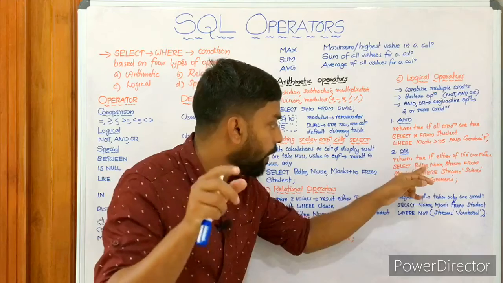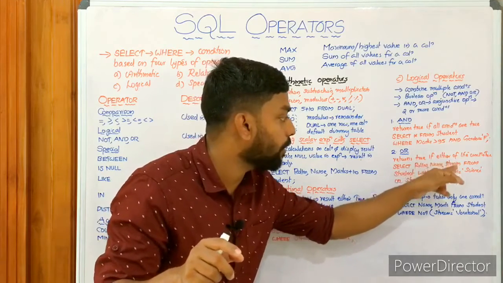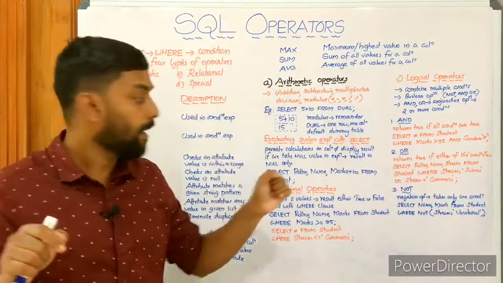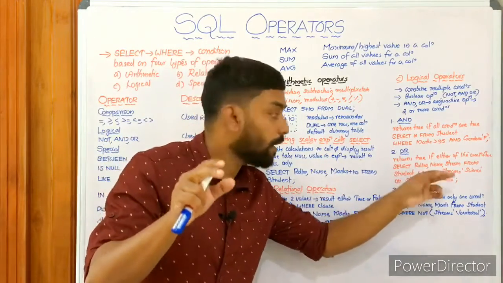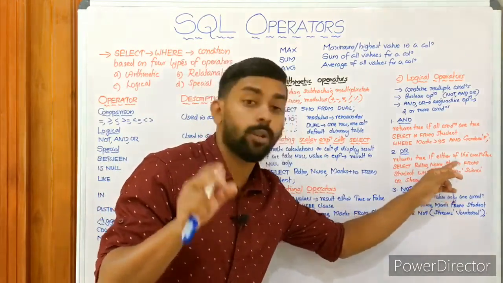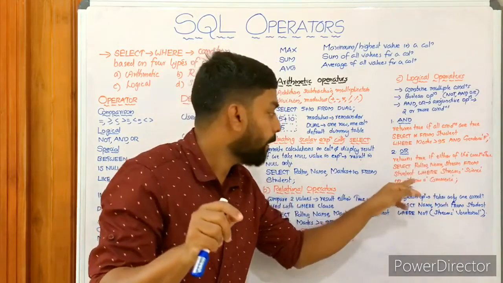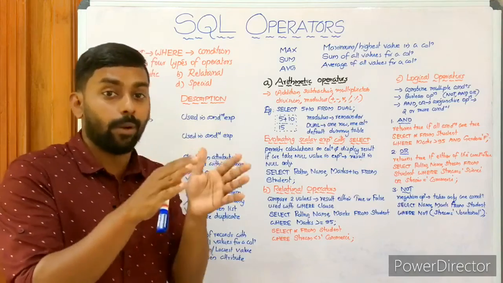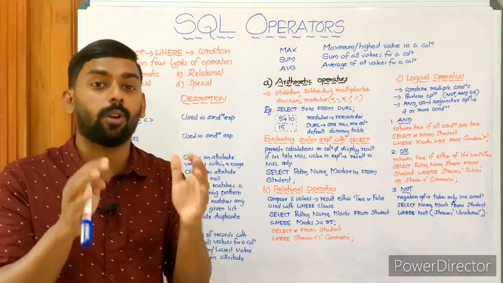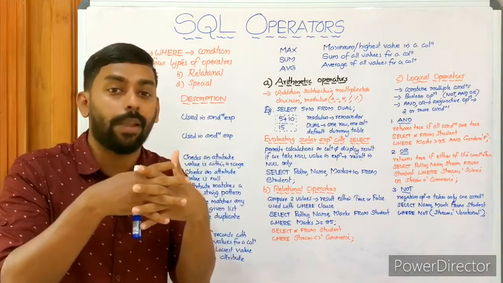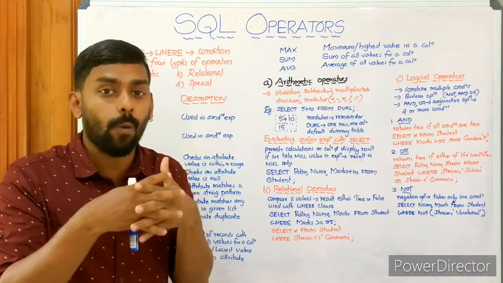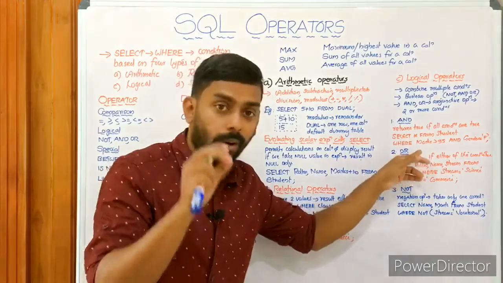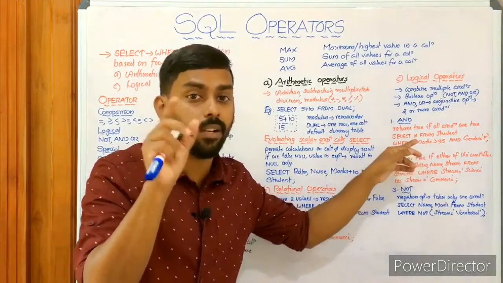Select roll number, name, stream from student where stream equal to science or stream equal to commerce. Here we have two conditions. The first condition is stream equal to science, and the second condition is stream equal to commerce. And these two conditions are combined using the OR operator. OR returns true if any of the conditions is true.